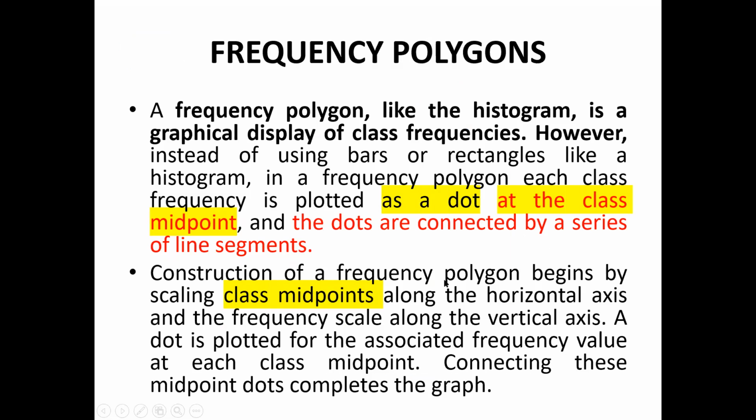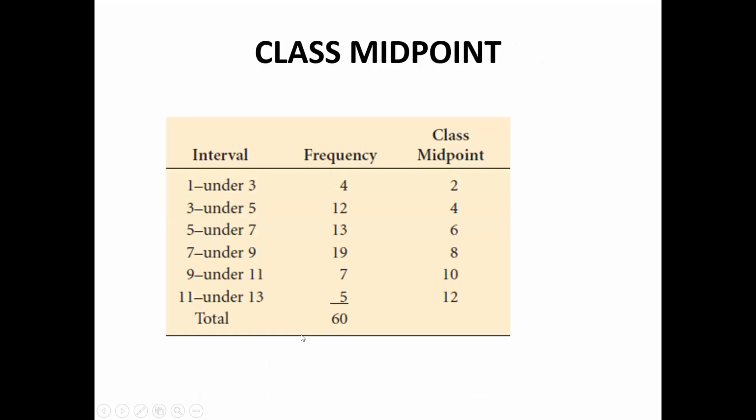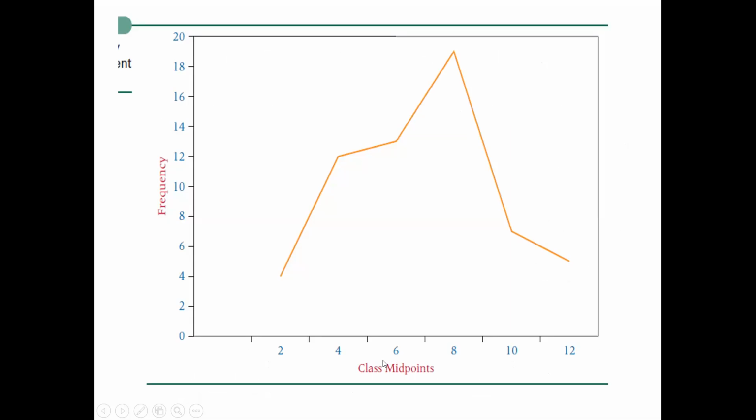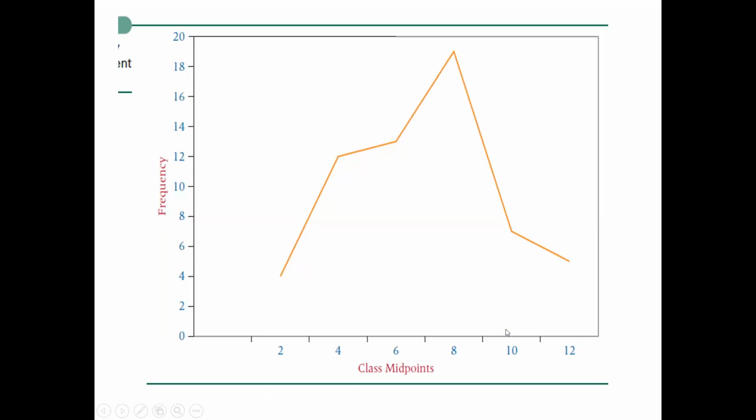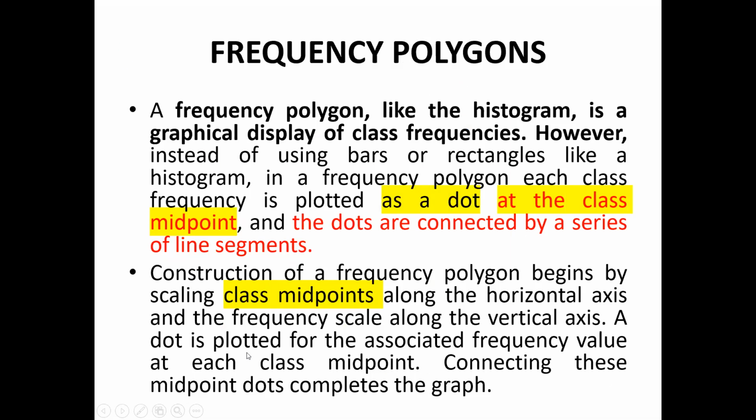Construction of a frequency polygon begins by scaling class midpoint along the horizontal axis, and the frequency scale along the vertical axis. So frequency along the vertical axis. A dot is plotted for the associated frequency value at each class midpoint, and connecting these midpoint dots completes the graph. So the second type of quantitative data graph is the frequency polygon.